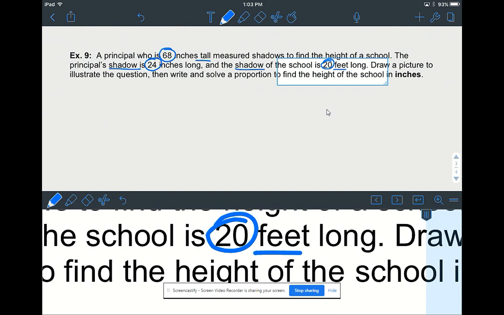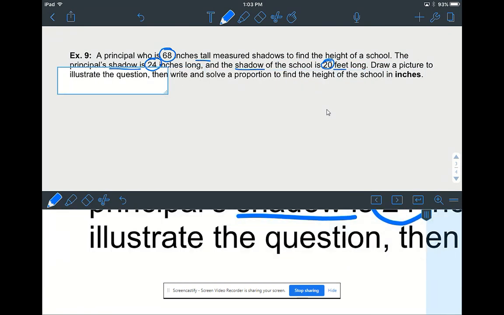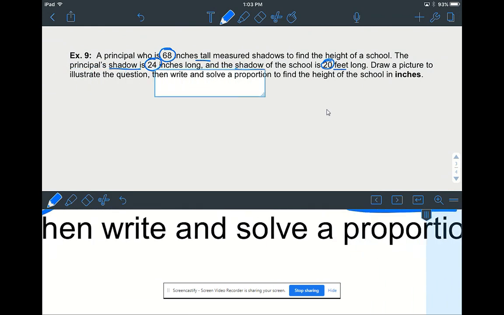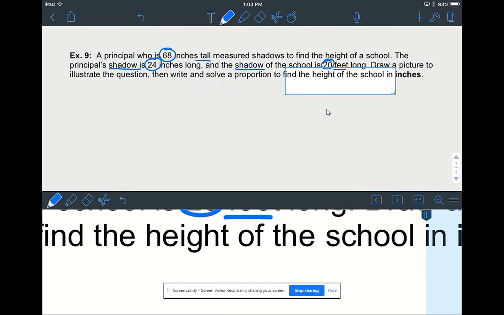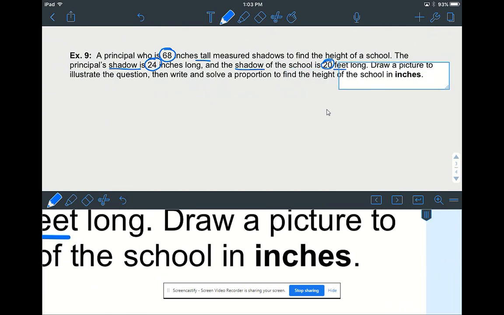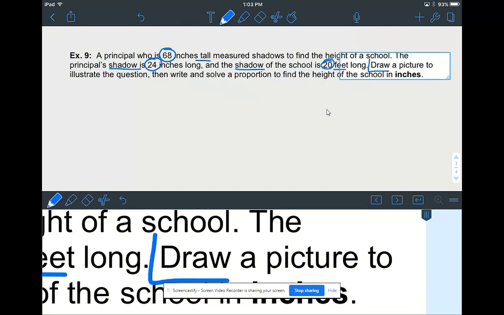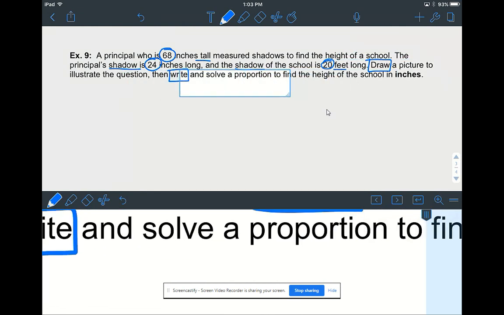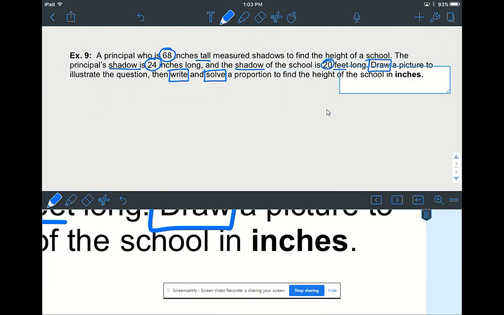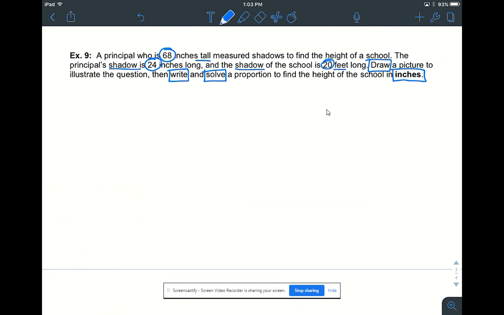We just switched units. Draw a picture to illustrate the question, then write and solve a proportion to find the height of the school in inches. So we've got to do 3 things here. We need to draw, we need to write, and we need to solve a proportion. And then it is bolded over here. You need your final answer in inches. Okay, so let's get to drawing.